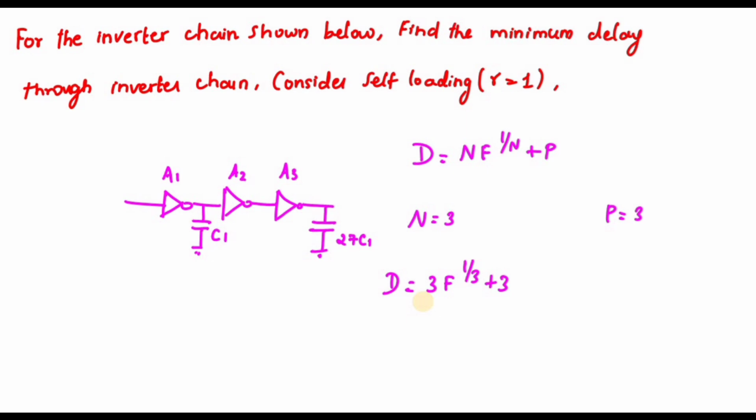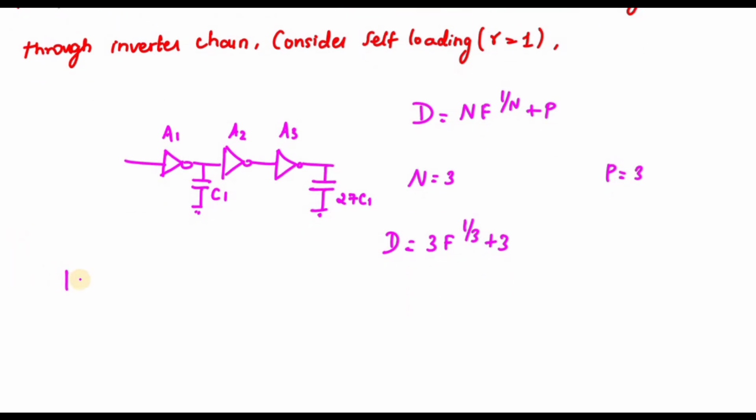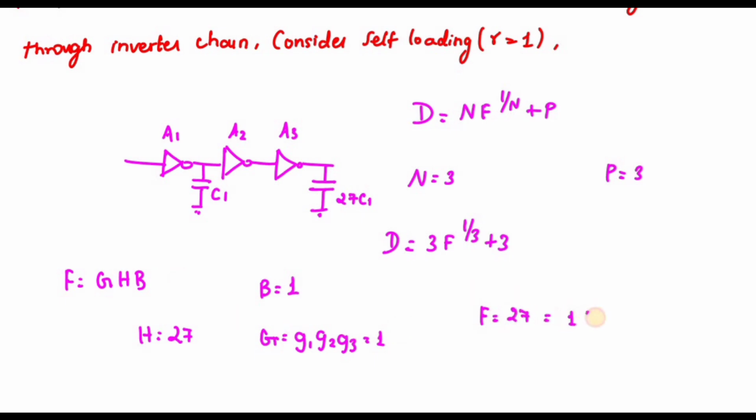So I need to find the value of f, right? So f is equal to G into H into B. Here B is the branch effort, which is nothing but 1, and H is output capacitance divided by input capacitance, so it is 27. G is G1, G2 and G3, which is equal to 1, because the logical effort of each inverter is 1. So F is equal to 27, because G is 1, B is 1 and H is 27.